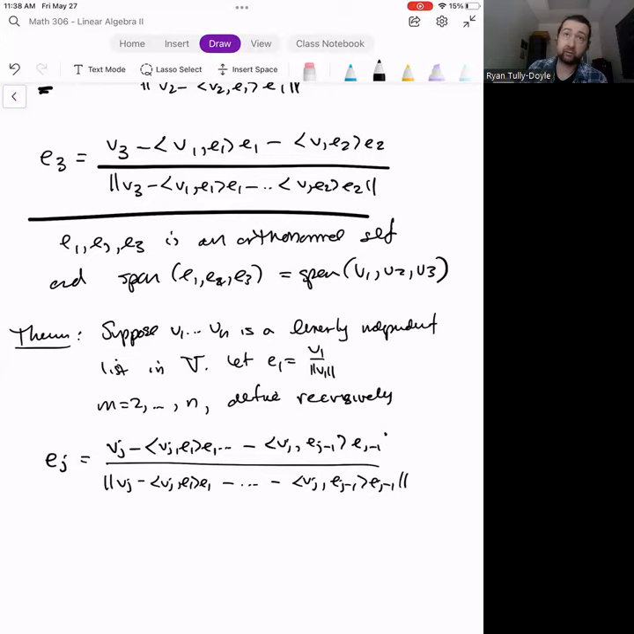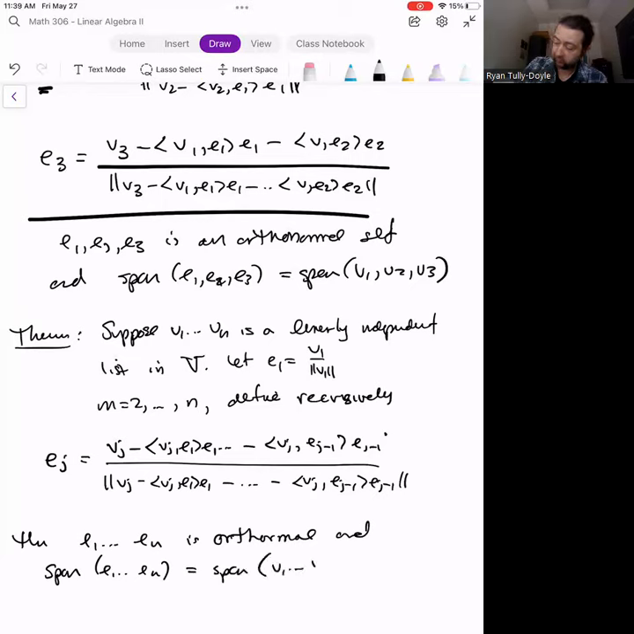And that's what the process says. Then E1 to En is orthonormal, and the span of E1 to En is equal to the span of the original list. And yeah, in practice, this is kind of a pain in the butt, which is why there are numerical algorithms that do this when you need to.